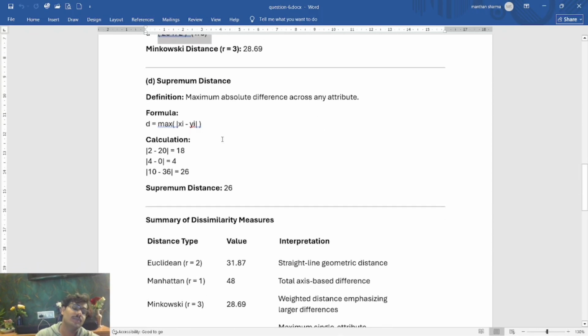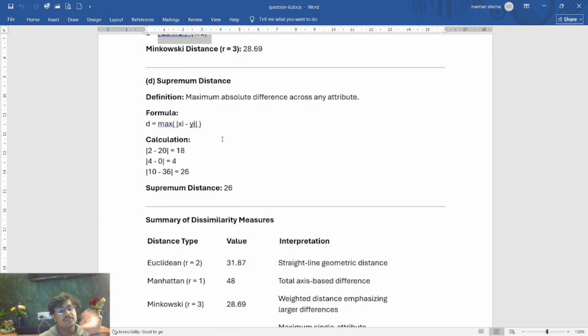Now moving on to the supremum distance, also called L infinity distance. This measure simply looks at the maximum absolute difference across all attributes. So 2 minus 20 is equal to 18, 4 minus 0 is equal to 4, and 10 minus 36 is equal to 26. So the supremum distance is equal to 26. This tells us the dimension where the two profiles differ the most, which in this case is infrastructure usage.